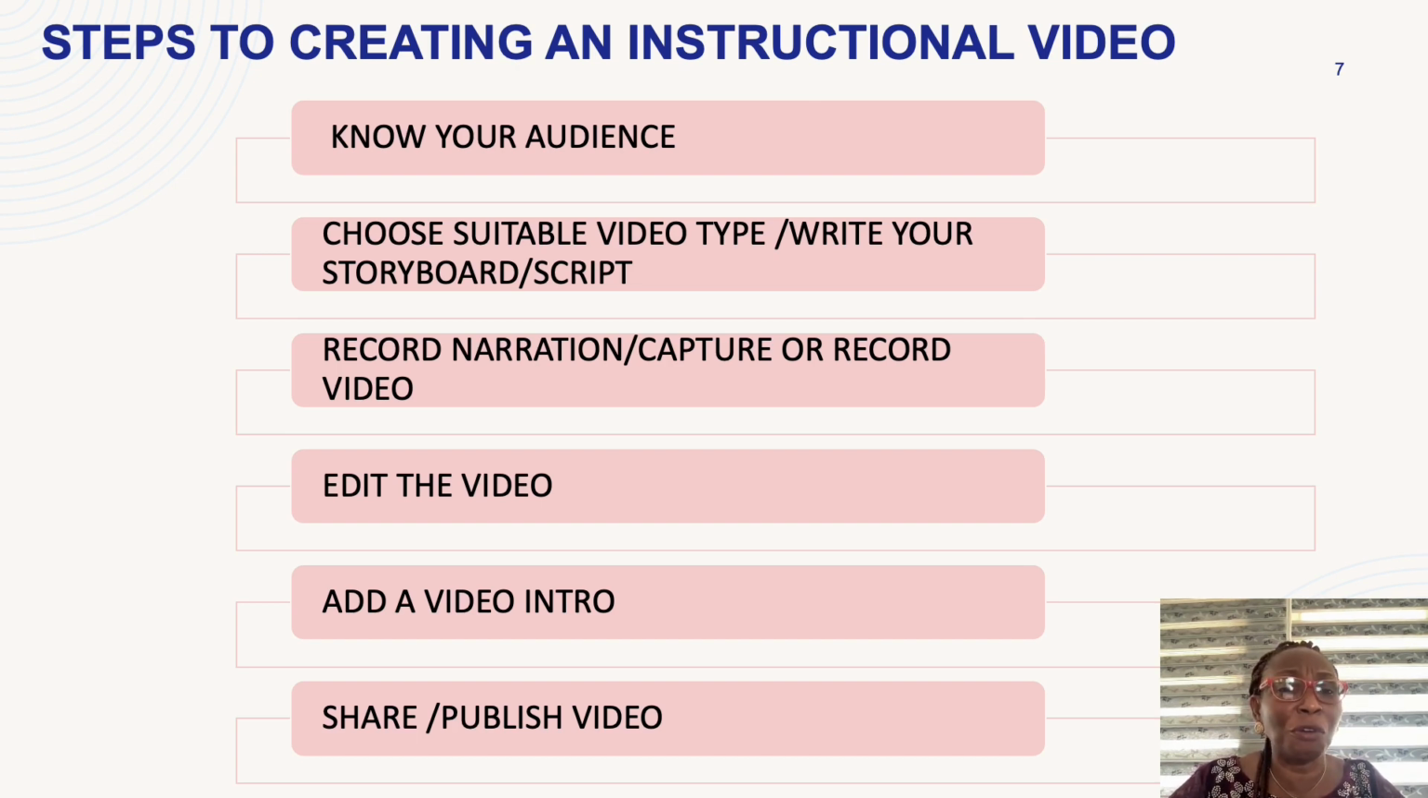When you publish your video, you now determine how you want to publish it. Do you want it to be published so that everybody can see it? Or do you want it for a specific set of people? Or do you want it to be private? So those are the things that you determine when you are publishing your video.